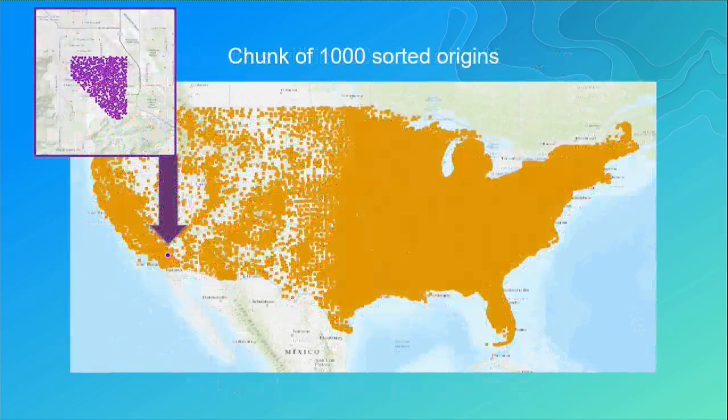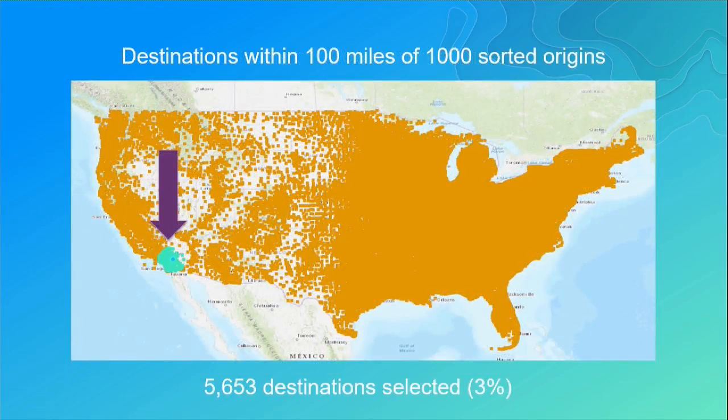On the other hand, let's say I spatially sort my origins, and then I select 1,000 of them. So here, this is that tiny little purple dot down in the corner. That's 1,000 origins that I've just selected right here in Palm Springs, and they're all clumped together. So now, if I select all of the destinations that are within 100 miles of those sorted origins, now I've selected only about 3% of those destinations, and I don't even need to worry about the rest of them for this chunk of origins because they're just not even relevant for my problem. So this way, you can really cut down on the number of iterations that you're going to need to do.